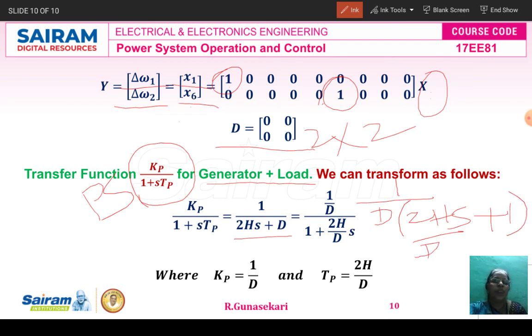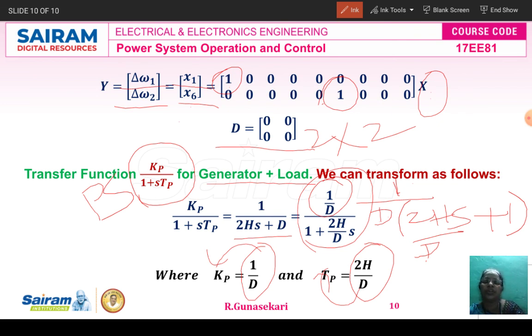So therefore here 1 plus 2H s by D only. This is rewritten as 1 by D divided by 1 plus 2H s by D. In this equation, 1 by D represents Kp, that is the power system gain, and 2H divided by D represents Tp, that is the time constant of the power system. So finally we are getting the transfer function of the power system as Kp divided by 1 plus s Tp.